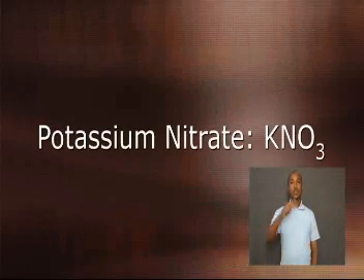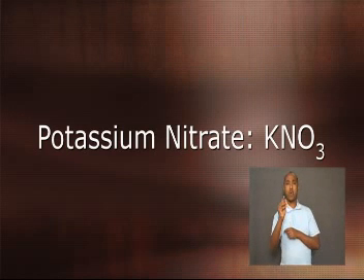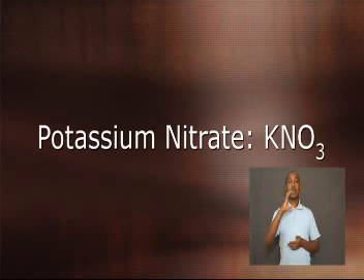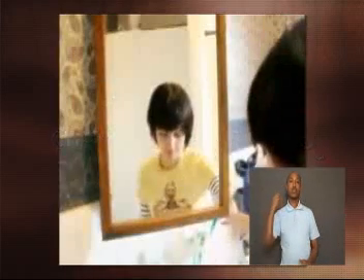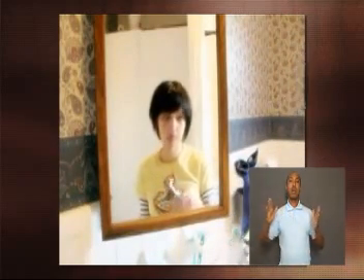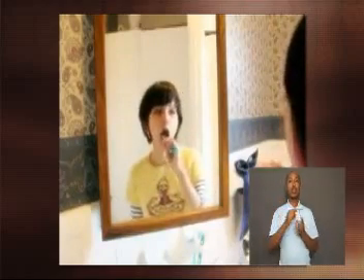Potassium nitrate is used to produce gunpowder, as well as other explosives. This often involves a mixture of potassium nitrate, carbon, and sulfur. Like ammonium nitrate, potassium nitrate is used to produce fertilizer. It is also becoming popular as an ingredient in toothpaste to help treat sensitive teeth.